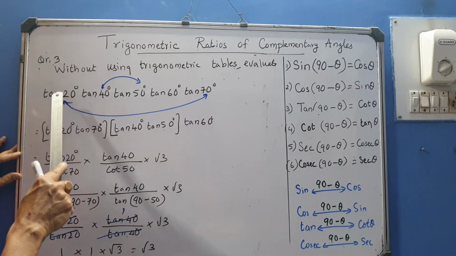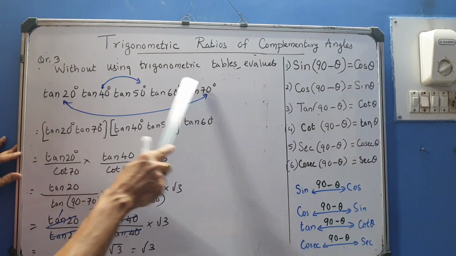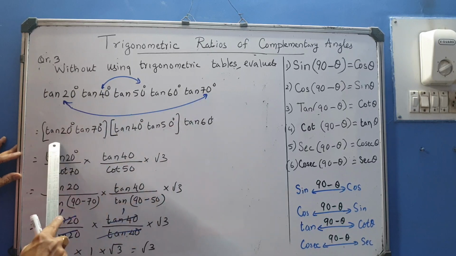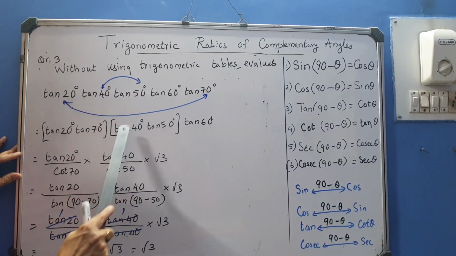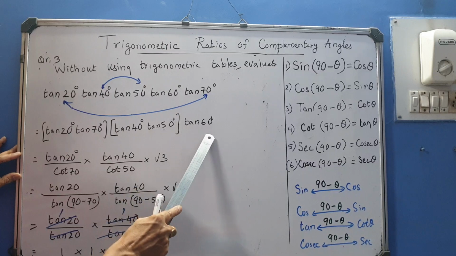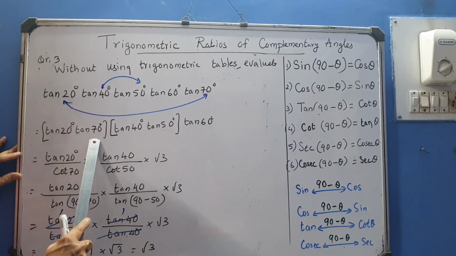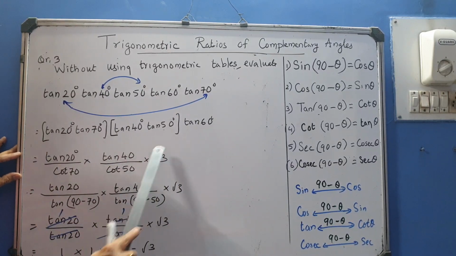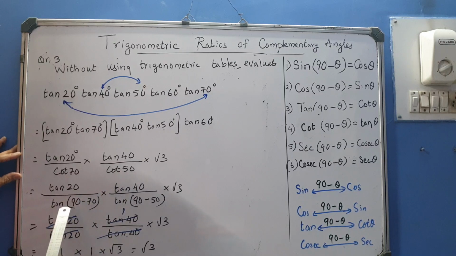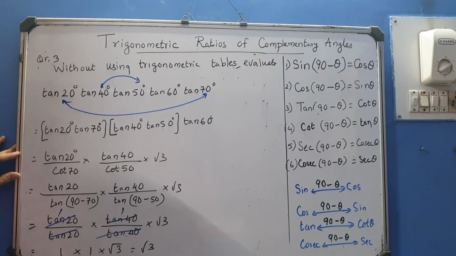So what you have to do is first find the complementary pairs, 20 and 70. Group them together. 40 and 50, group them together. There is a standard angle, so do it separately. One of the tans changes into cot. Then you find complementary pairs either in the numerator or denominator. I change the denominator. And then you get this one and simplify.